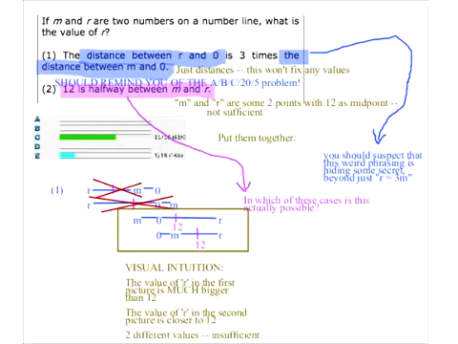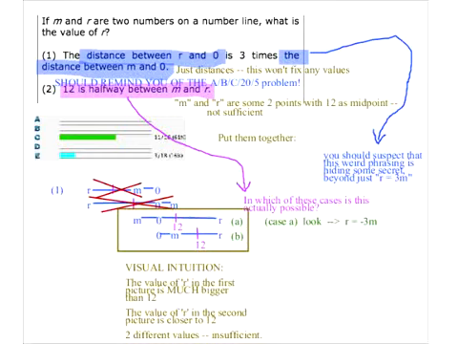So in the case of algebra, let's call this case 1. Let's call that case A, and let's call that case B. Okay. In case A, if you look at the picture, you'll notice that R is 3 times M. It's negative 3 times M. Because they're opposites. I mean, the distance there is 3 times, but it's also in the other direction. So R has to be negative 3 times M.